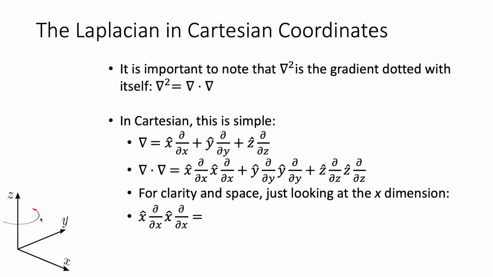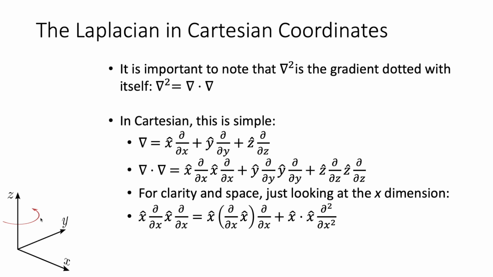So now, for clarity and space, let's just look at the x dimension and simplify that. As you can see in the previous line, it's all the same thing. There's an x version and a y version and a z version, but they all do the same thing mathematically. So we're just going to do x and then assume they all work this way, which is correct. Looking at that first term, the one that has to do with x, we have x hat, and then d dx is operating on two things that are multiplied together, x hat and d dx. So we have to use the multiplication rule here.